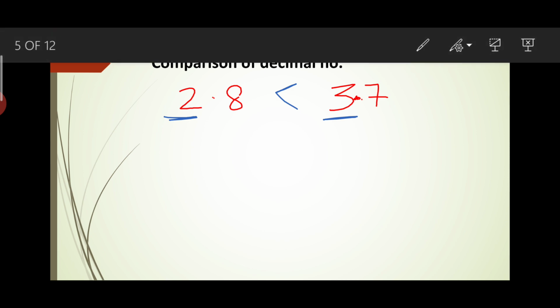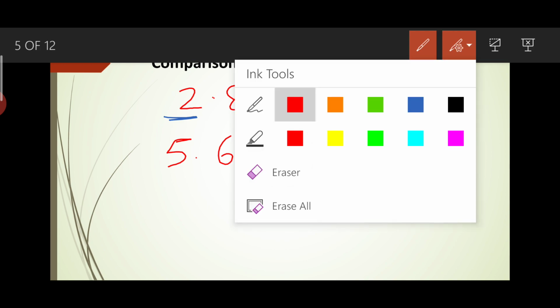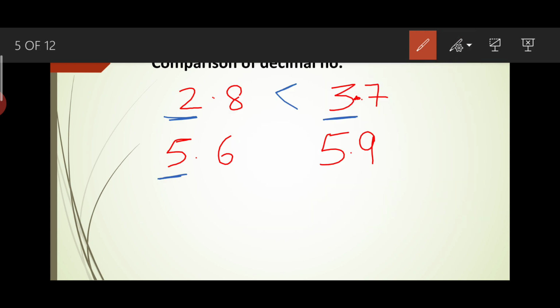Now the second example is 5.6 and 5.9. This is the case in which both the digits before the decimal are the same. Here is also 5, and in this number we also have 5. So in both numbers the first digit before the decimal is the same, in both it is 5. 5.6 means it is a number which is just slightly greater than 5, and 5.9 is also a number which is greater than 5. So both numbers are greater than 5.